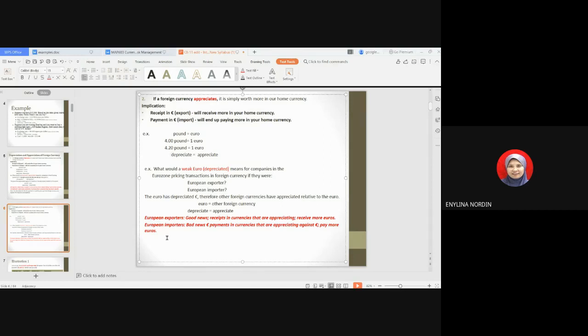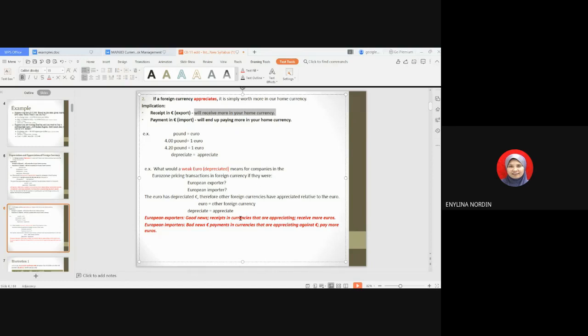If it's export, when the foreign currency is appreciating, that means your currency is depreciating. So when you export, you will receive more euros, more in your home currency. If you convert, you will get more. But what happens if you make a payment for your imports? For the European importer, it's bad news, like I said, because you have to pay more.